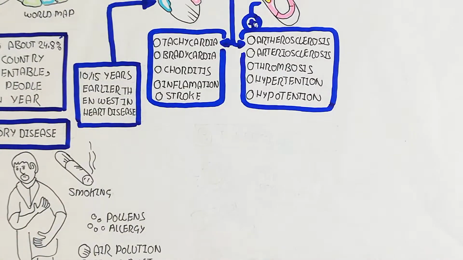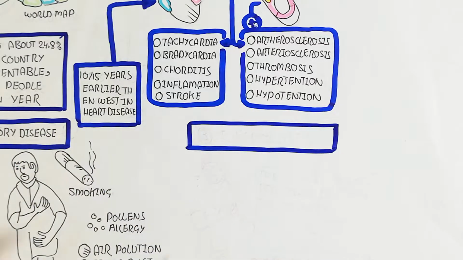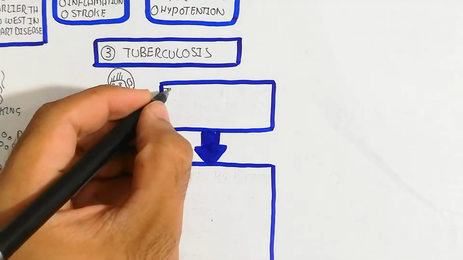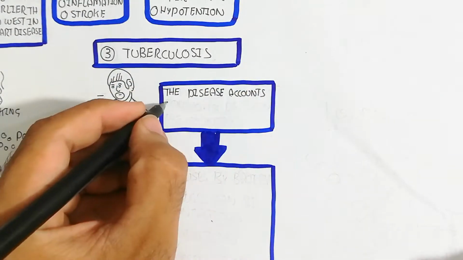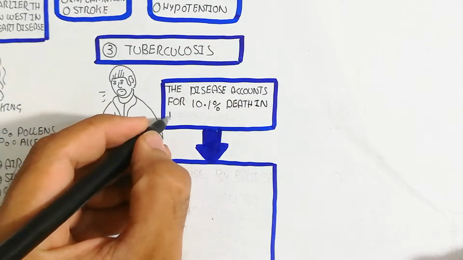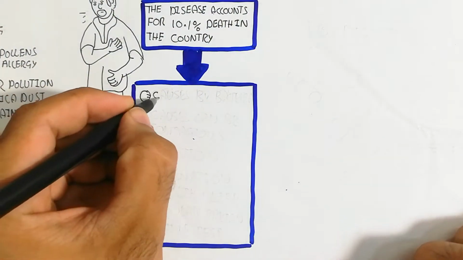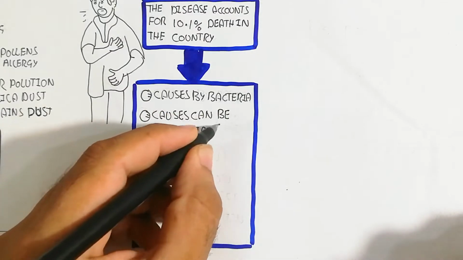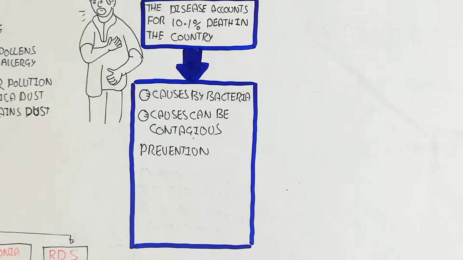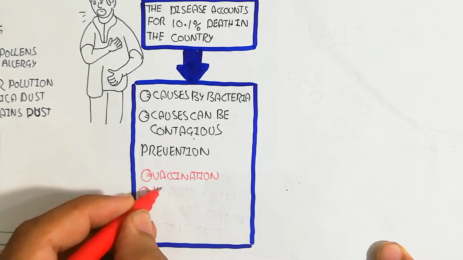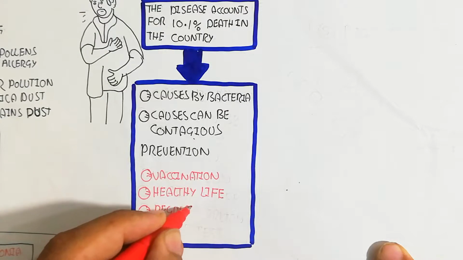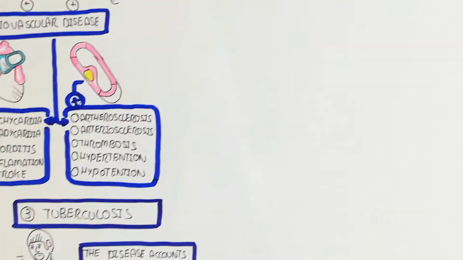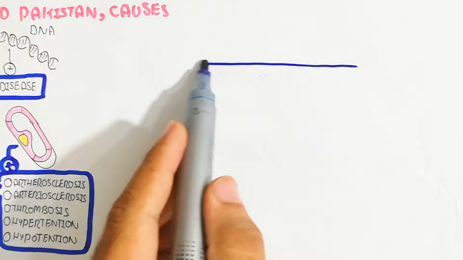The third one is tuberculosis. Tuberculosis is caused by bacteria, Mycobacterium tuberculosis, and causes TB. The disease accounts for 10.1% of deaths in the country. This is less than the other two, but basically equal to respiratory disease. It is caused by bacteria and can be contagious. On the other hand, for prevention we can understand vaccination, a healthy life, and regular preventative tests, which will prevent tuberculosis.